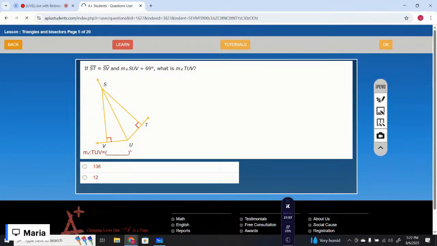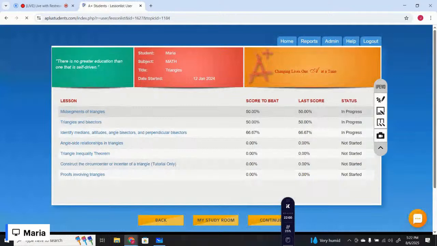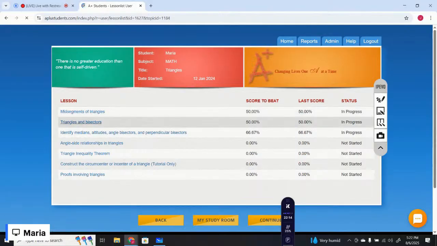Okay, you can complete the lesson by yourself later today. Let me move to the next lesson. The next lesson is triangles and bisectors.